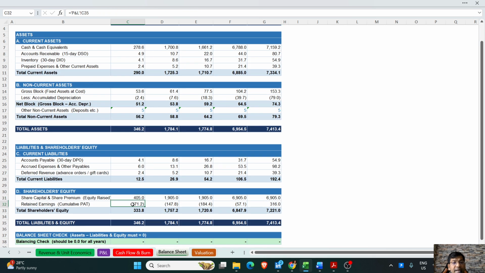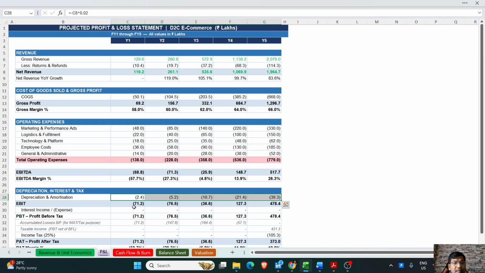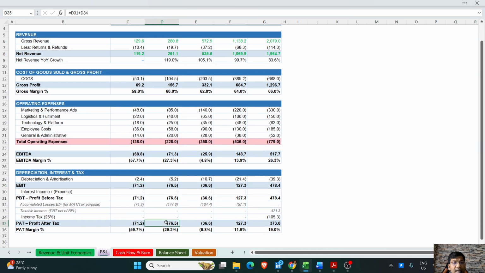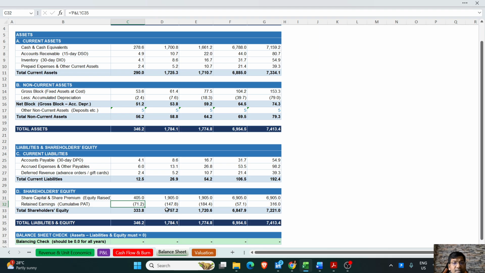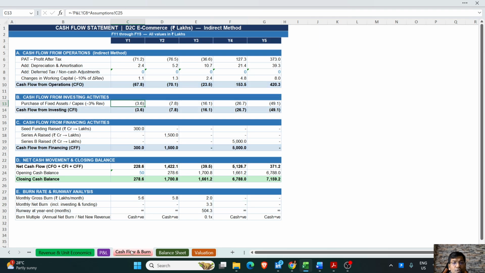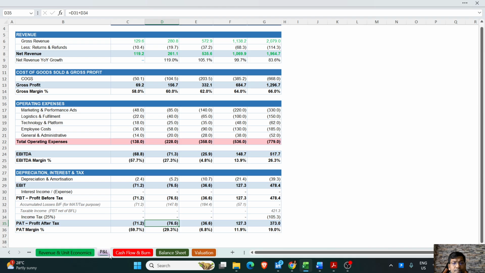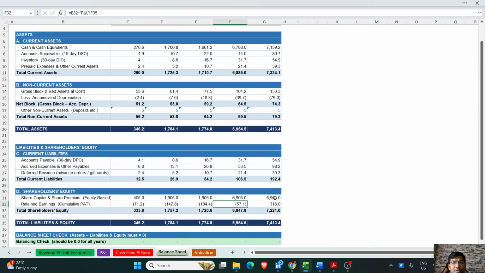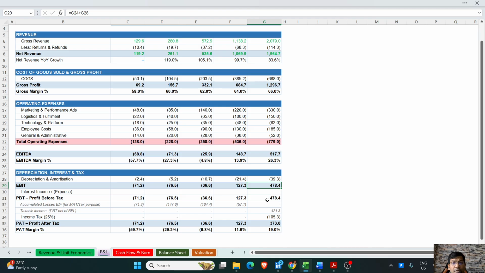equity raised. My retained earning is my profit and loss account. So it becomes in the first year 71.2 and then 76.5 in the second year and so forth. It moves to 478.4, which is the figure for that particular year.